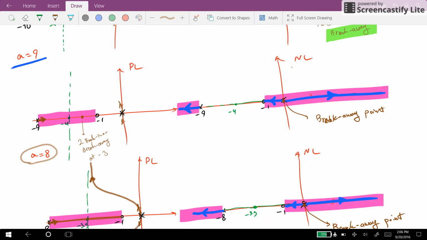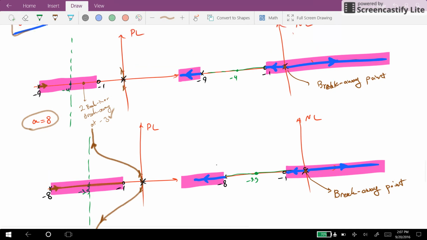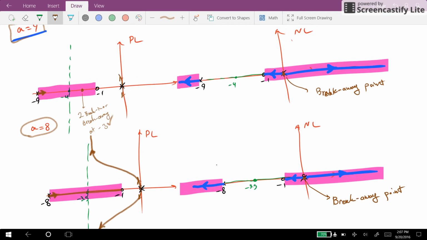In the case of a equal to 9, we have a point at -3, which has occurred 2 times. And therefore, we can say that this point will be both a break-in and breakaway point. So our branches starting from the origin will come towards s equal to -3. They will enter the real axis.